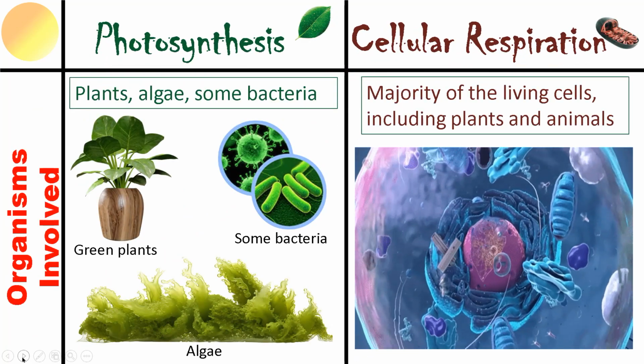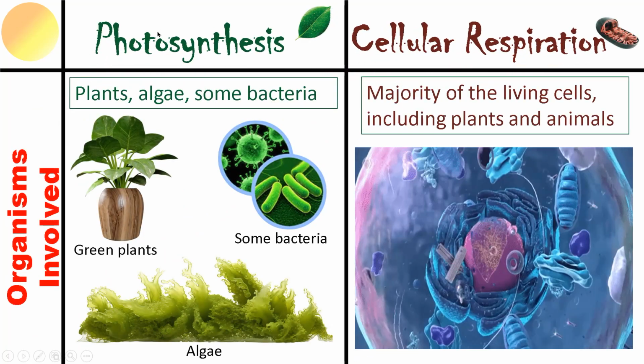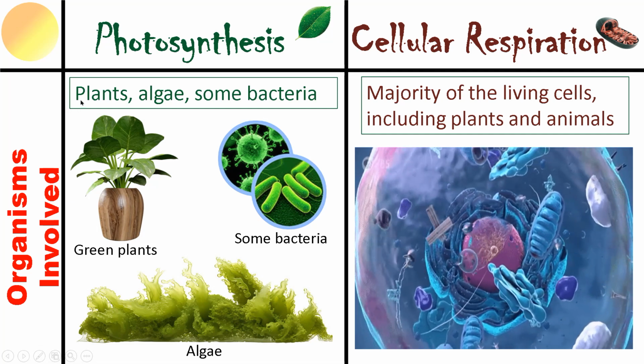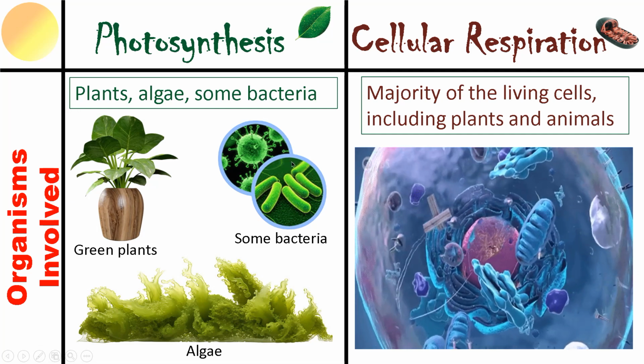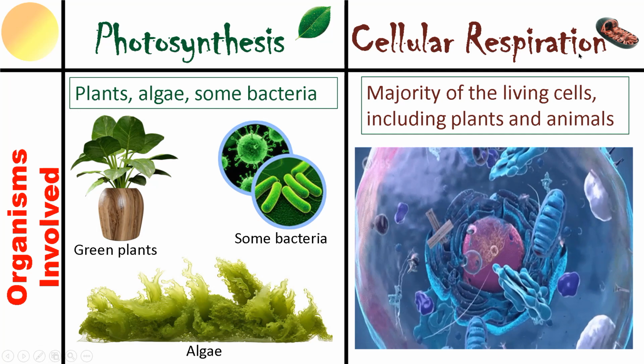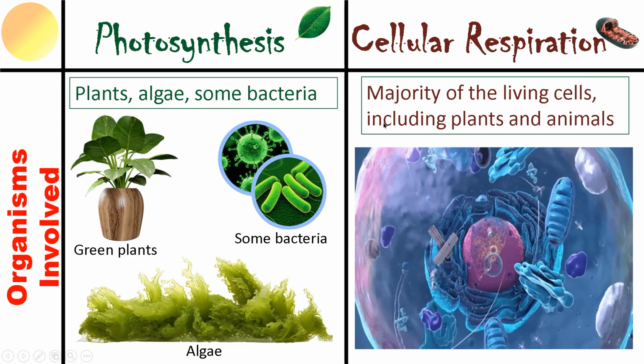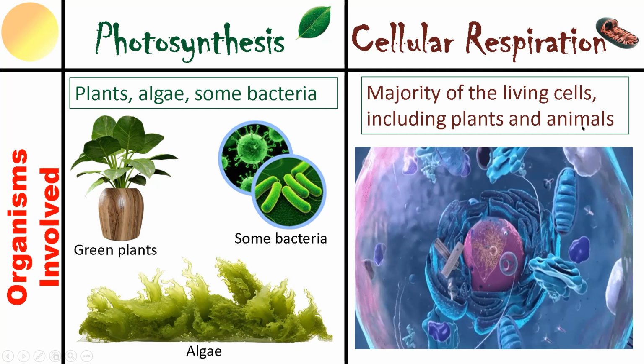Now coming to the organisms in which these two biological processes are operating, photosynthesis takes place in green plants including algae and in some bacteria, whereas cellular respiration occurs in majority of living cells including plant and animal cells.